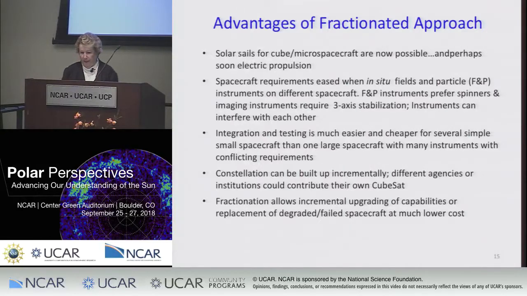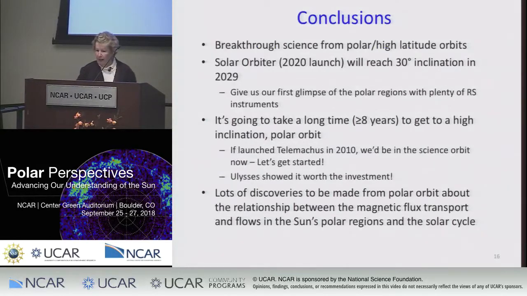So, conclusion. I think there is definitely breakthrough science from high latitude. Solar Orbiter, which will reach 30 degrees inclination, will certainly give us our first glimpse. It's going to take a long time to get into a high latitude, polar orbit. But if we'd launched Telemachus back in 2010, we'd be in the science orbit, so it's about time to get started on some kind of polar mission. Ulysses certainly showed it was worth it.